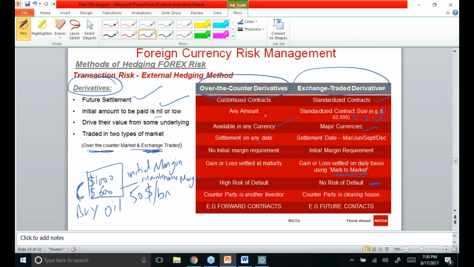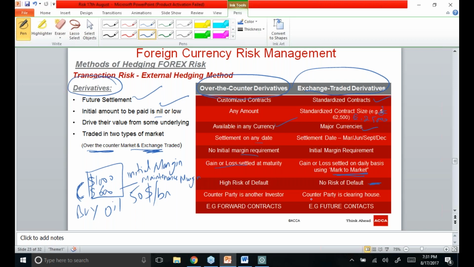Okay, now what about the over the counter derivative? There is no need to put some amount on margin, and gain or loss will be settled at maturity. So at maturity, there will be two conditions. Either you will be facing a huge loss, or you will be at a huge profit stage. So there is a higher risk of default.